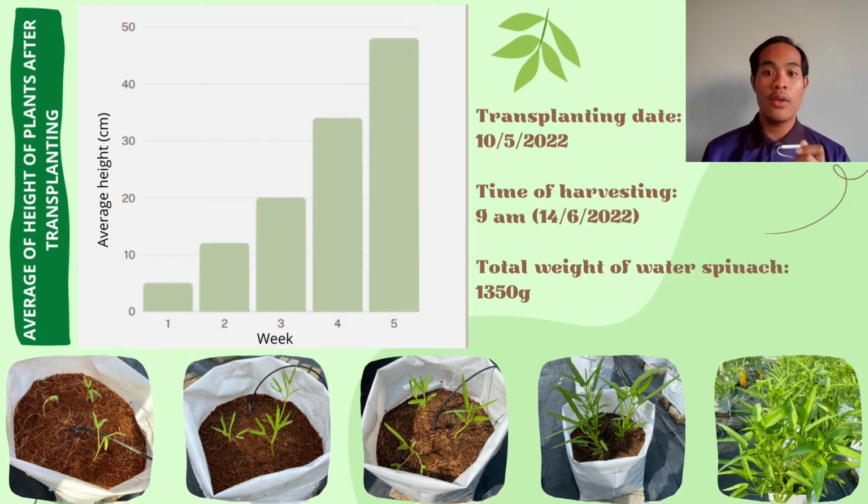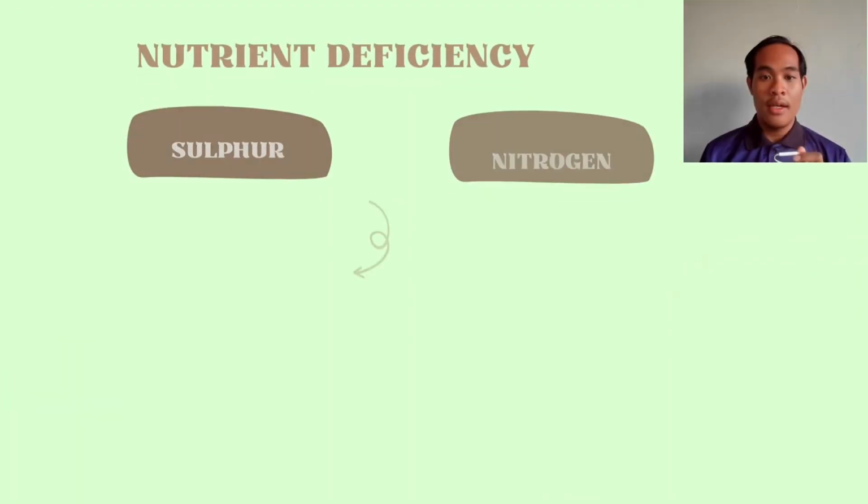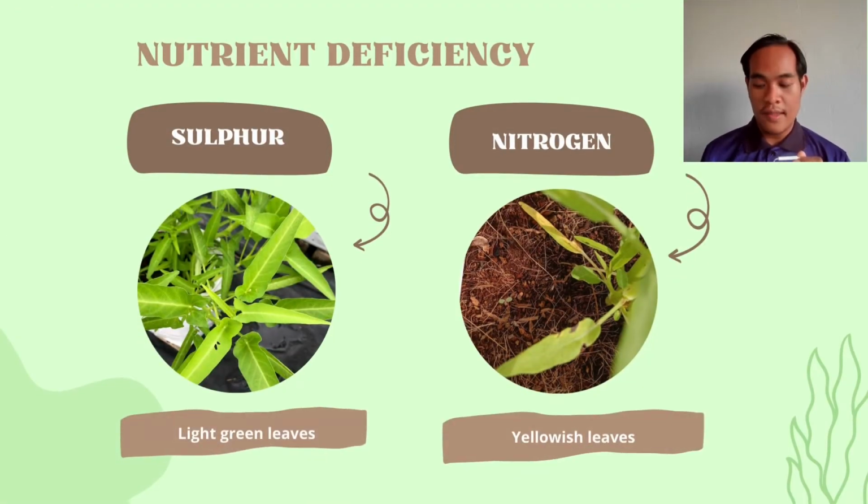We harvested together with the doctor and classmates at 9 in the morning on 14th of June 2022, with a total spinach weight of 1,350 grams. So I can conclude that we successfully observed and kept our crops very well, as all our crops in polybags were in good condition during the harvesting. And next, the results about nutrient deficiency.